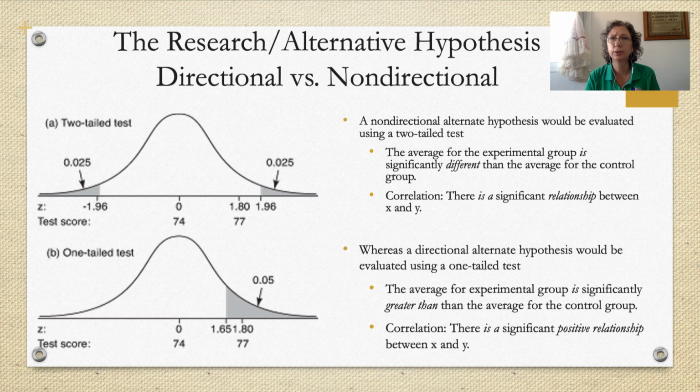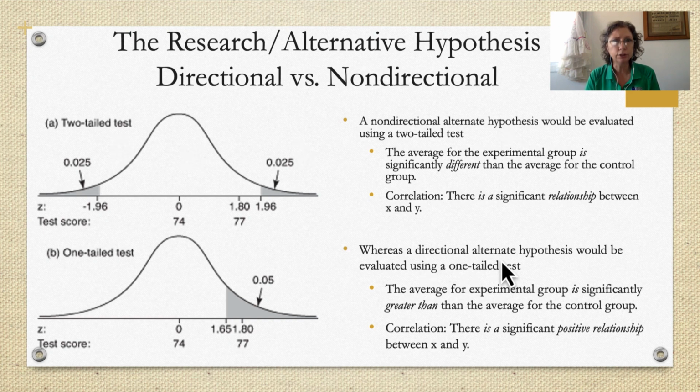If you were running a correlation test, you have the same situation that it could be a non-directional hypothesis. And that's when you're saying that there is a significant relationship between those variables, but you're not saying if it's positive or negative. You're not giving a direction to it. So that would be a non-directional alternative hypothesis, which uses a two-tailed test.